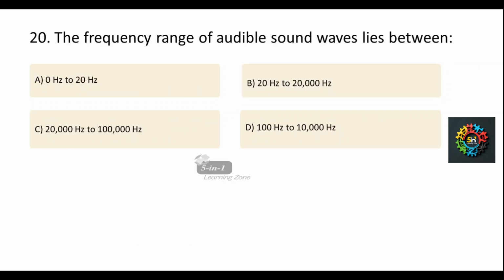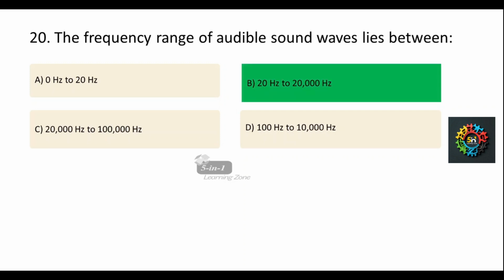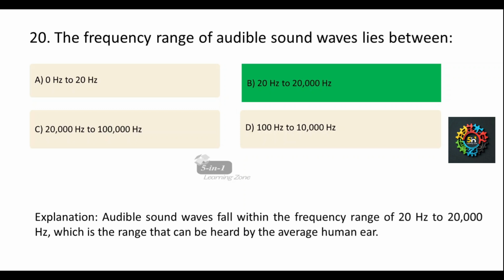20. The frequency range of audible sound waves lies between. Answer: B. 20 Hz to 20,000 Hz. Explanation: audible sound waves fall within the frequency range of 20 Hz to 20,000 Hz, which is the range that can be heard by the average human ear.